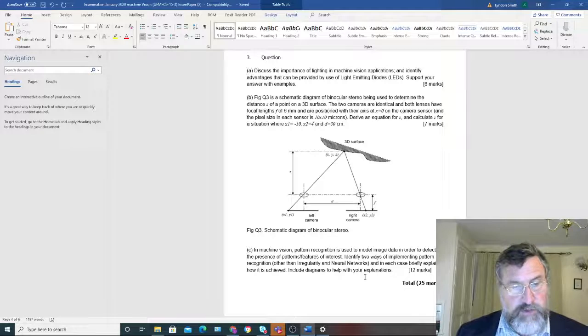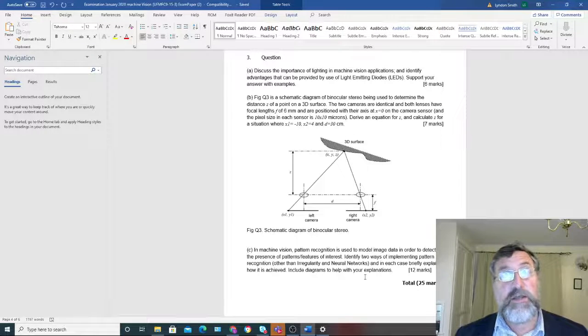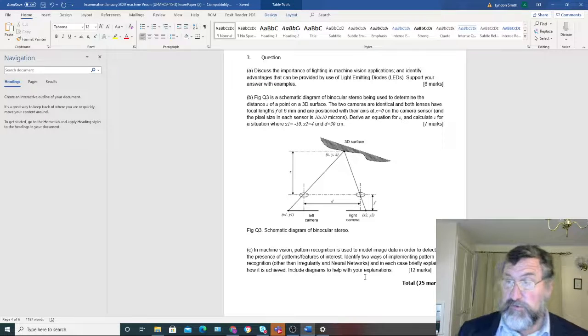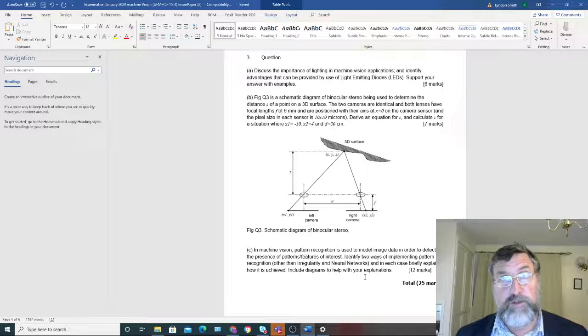So let's go on to the next bit of the question. Identify advantages that can be provided by use of light-emitting diodes, LEDs. Well, of course, they're very versatile, and you can turn them on and off quickly, which is quite a big advantage. Useful, for example, in photometric stereo, where you want to turn them off very quickly, especially if someone's walking through the photoface rig. You haven't got time for there to be a delay. If you want a particular frequency of light, they're also useful for that, as I was saying a minute ago.